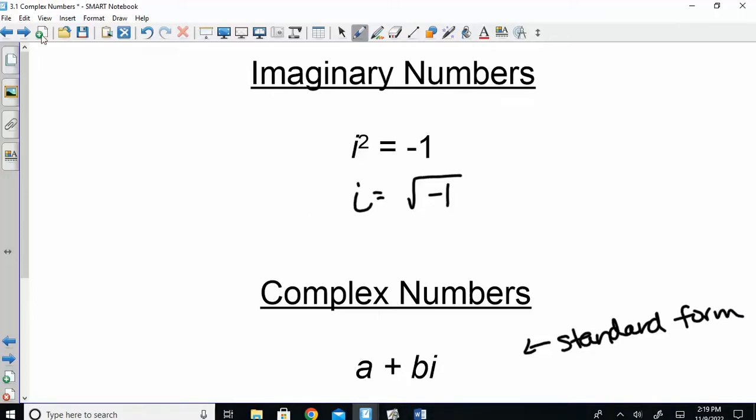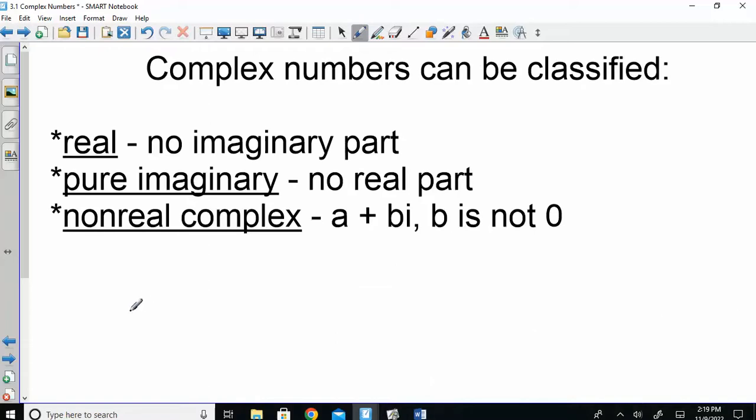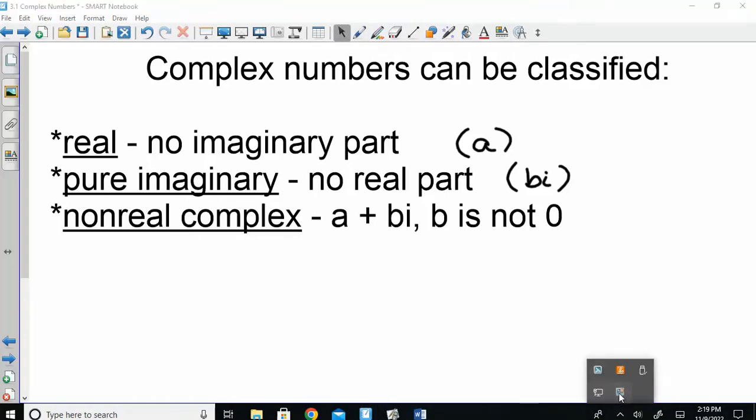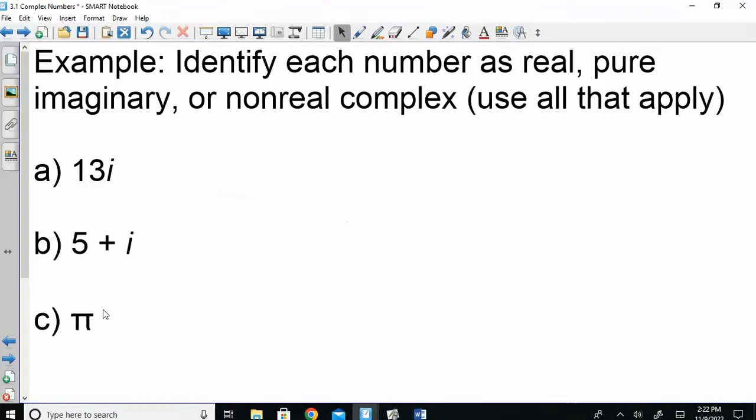One thing that you may not have discussed last year, but we are going to classify numbers. So if it's a complex number, we can classify it. If I'm talking about a real number, that doesn't have an imaginary, so it's just a. Pure imaginary doesn't have a real part, so it's just the bi. If it has both, the a plus bi, we call that non-real complex. It has both portions.